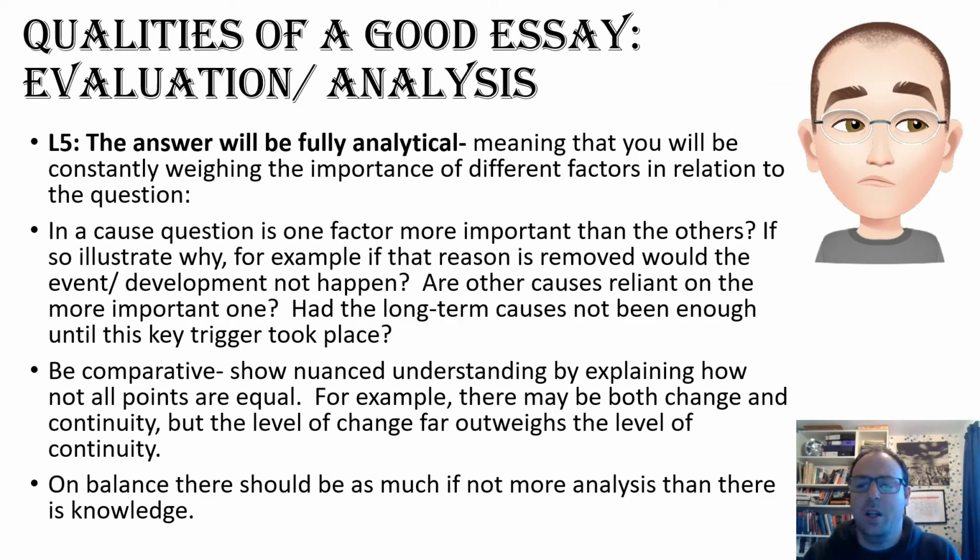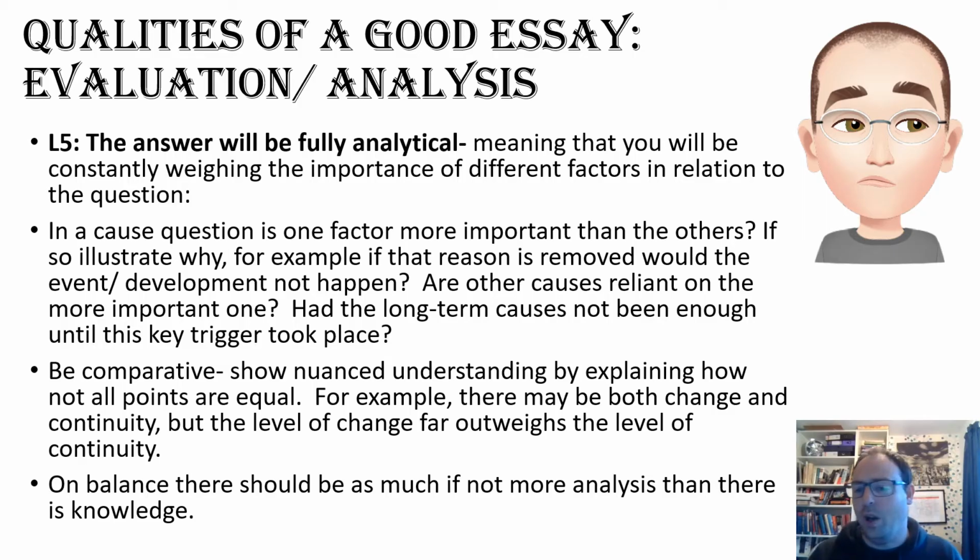Now, this I think is probably the most important part of your essay, which is your evaluation or analysis. So at level 5, which is the top level, it tells us that your answer will be fully analytical. This means that all the way through your essay you will be constantly weighing the importance of different factors in relation to the question. You will be assessing their weights, how much of a difference do they make in terms of the outcome of this argument, and not just saying on one side this, on the other side that. Well, on this side is this, and it's important because. In a cause question, you're going, right, well, this factor is more important than the others. If it is, then illustrate why.